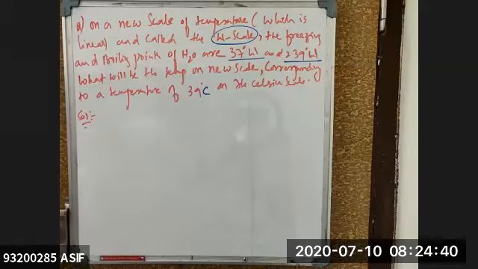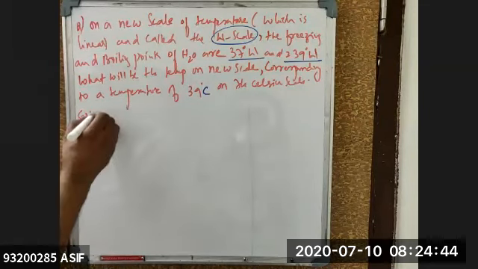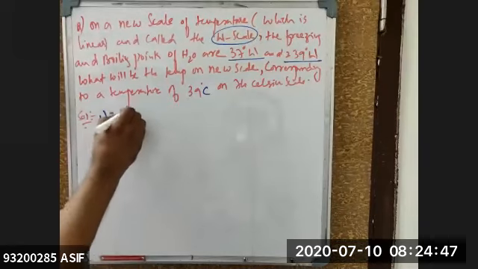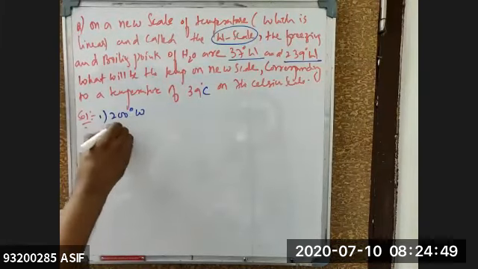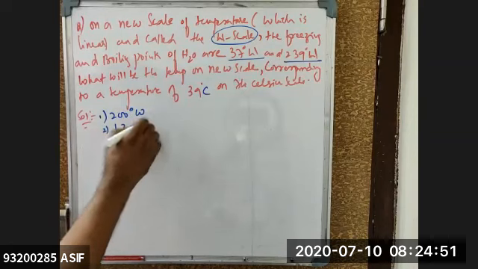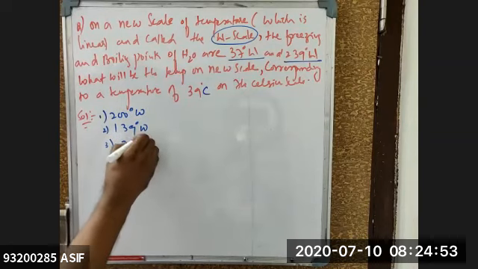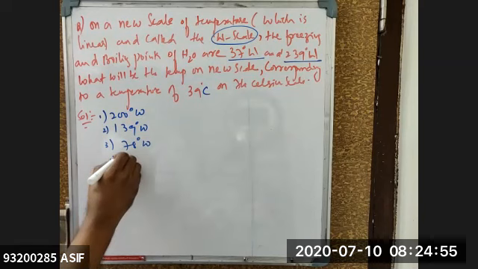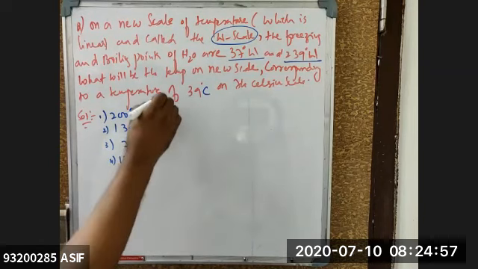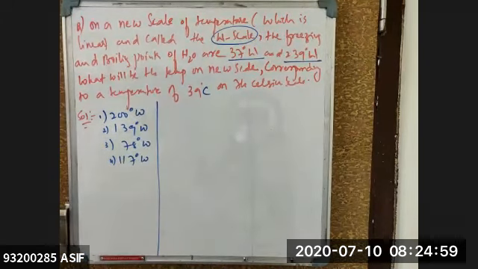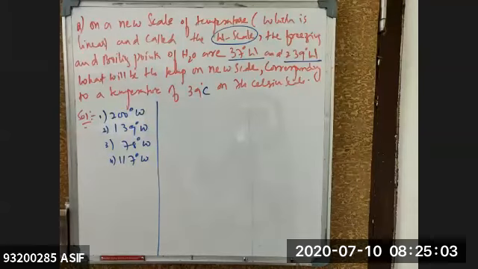Shall I give the options for this one? First option is 200 degrees W. Second one is 139 degrees W. Third one is 78 degrees W. And fourth one is 117 degrees W. Sir, 78.